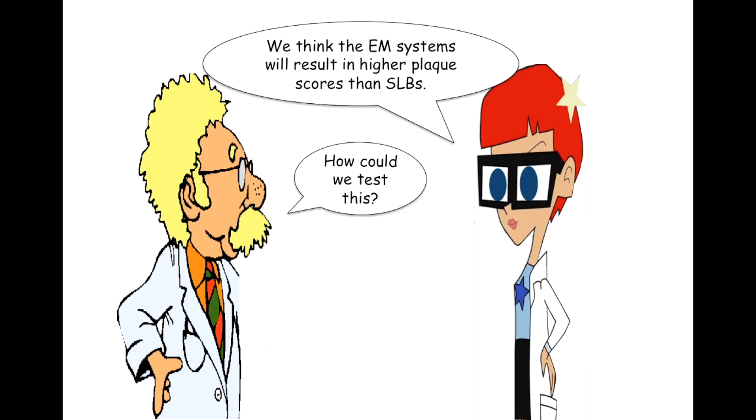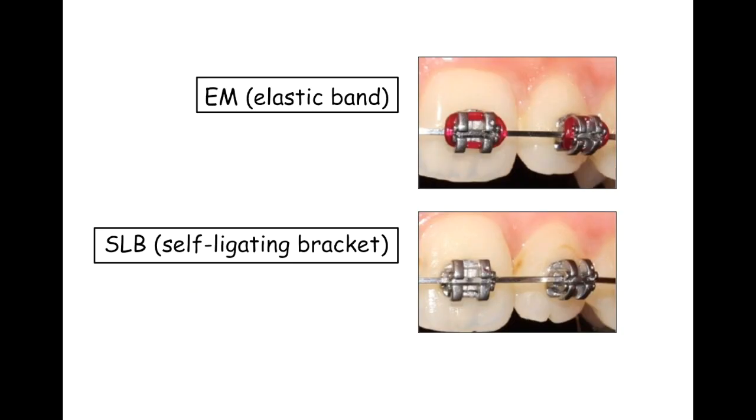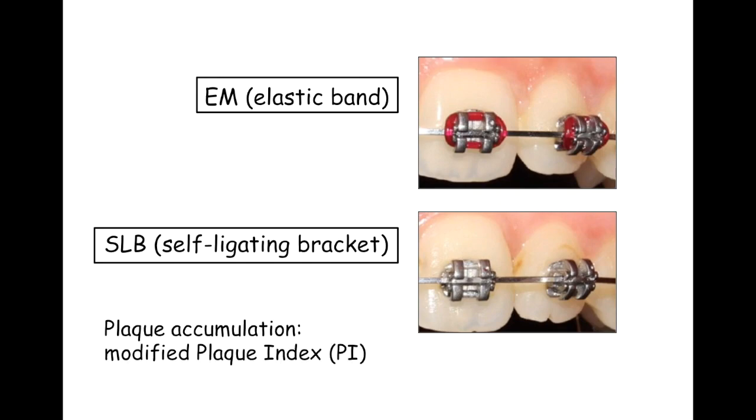But to test this research question, they have to turn it into a hypothesis, a precise, testable proposition about an area of study, and a critical component of the scientific method, the systematic search for knowledge through observation. They are studying two groups of orthodontic patients, those who receive the elastic module system and those who receive the self-ligating bracket system. The outcome of interest is plaque accumulation, which the researchers define as scores on the modified plaque index. This index produces an average or mean score using facial and lingual surfaces of all non-restored teeth except third molars.